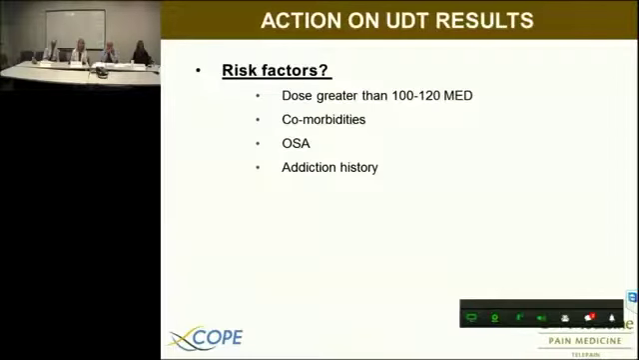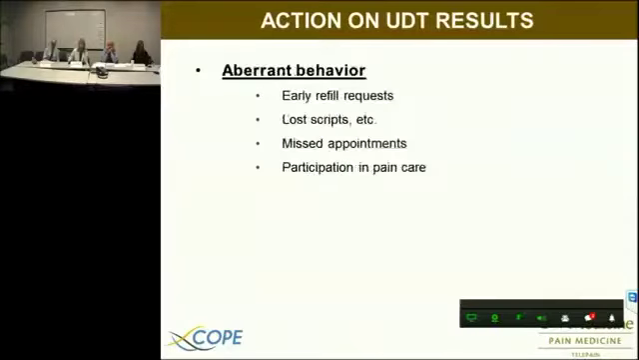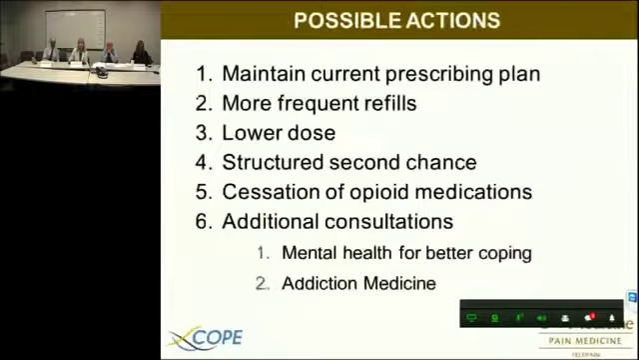Obstructive sleep apnea is a risk, and addiction history is a risk. What about aberrant behavior? Early refills, lost script. All this is data that we can collect, and we have in our chart on the patient. So what are the actions? You can continue the prescribing plan, and that's absolutely reasonable.